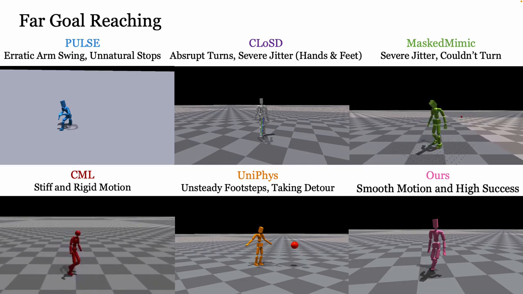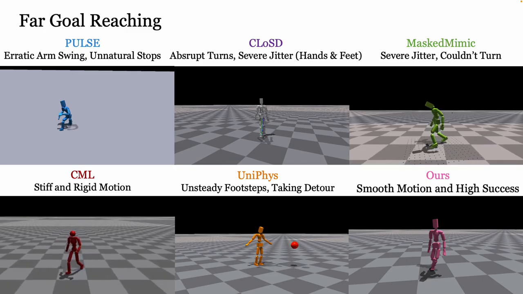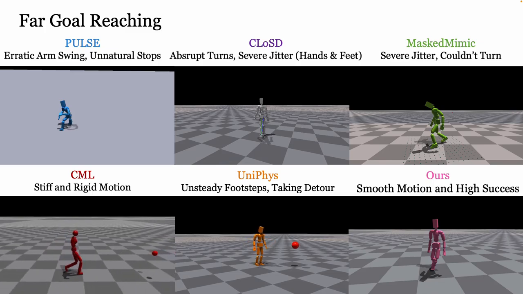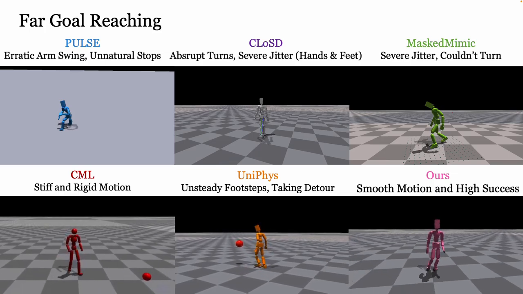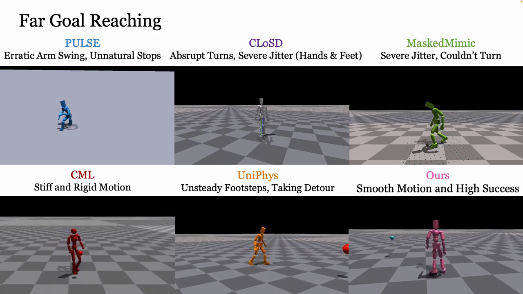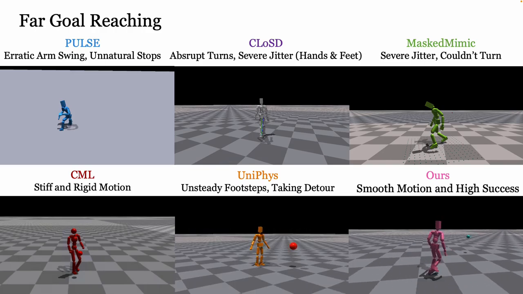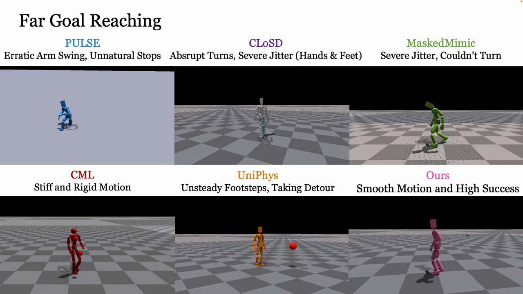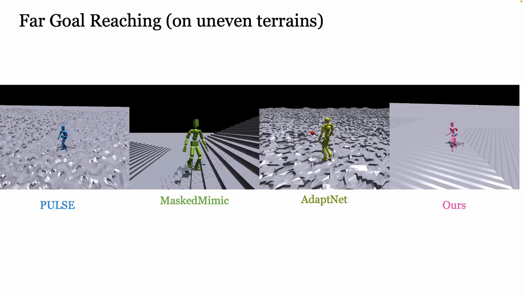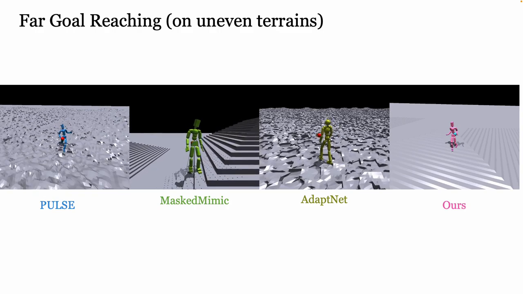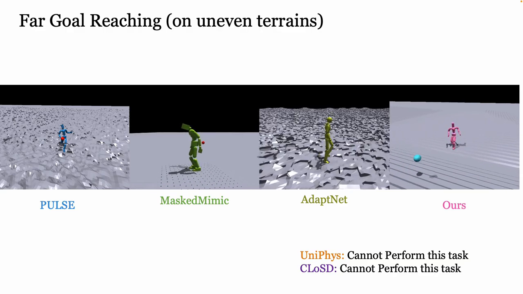Despite leveraging an adversarial prior, CML still exhibits noticeably stiff and rigid motion. Similarly, UniPhys occasionally shows unsteady footsteps or takes detours while reaching the goal. In contrast, our method produces smooth, high-fidelity motion while maintaining a success rate on par with PULSE. We observed similar results when adapting to uneven terrain for PULSE, MaskedMimic, AdaptNet, and our method. This is a task that UniPhys and CLoSD were unable to perform.